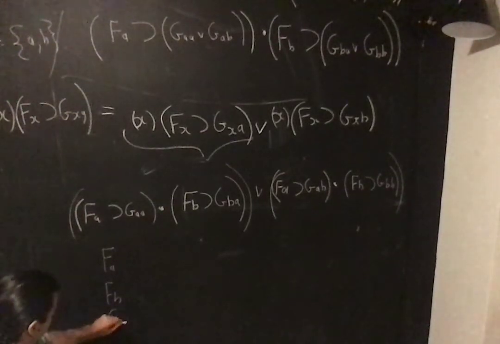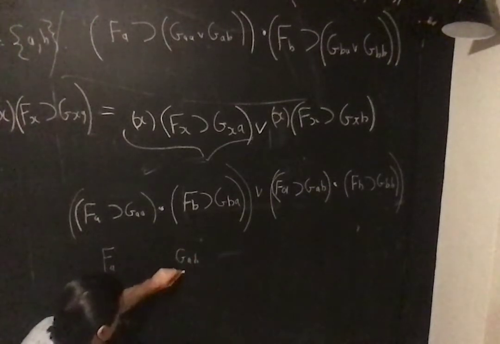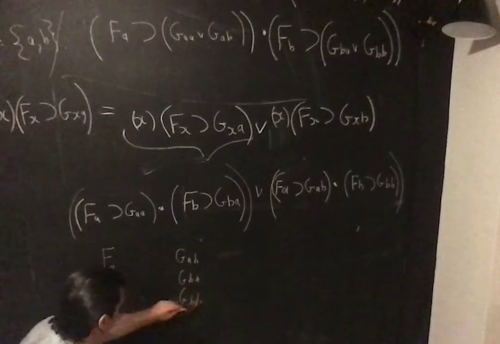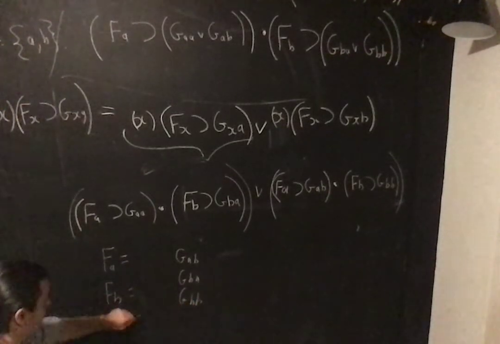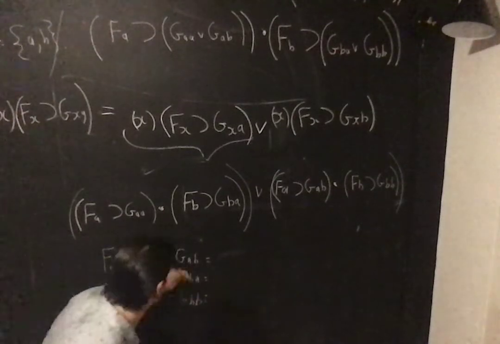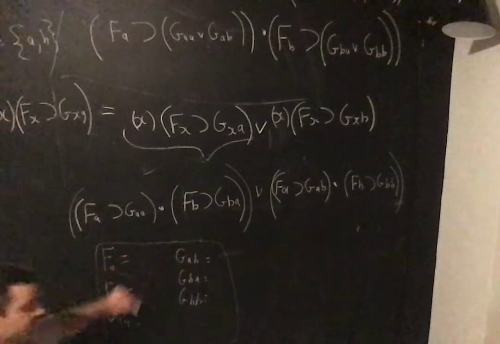G, A, G, A, B, G, B, A, and G, B, B. Right, you should write these all straight down in one box. I'm just doing this so I can fit it on the board. Alright. This will be my counterexample if I can manage it, right?